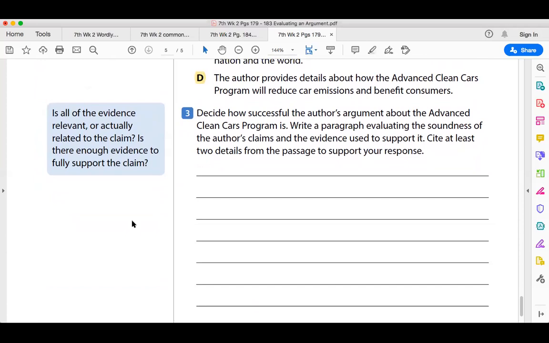Write a paragraph evaluating the soundness of the author's claims and the evidence used to support it, and cite at least 2 details. So this needs to be a paragraph. A paragraph is not one sentence. A paragraph is not two. A paragraph is not three. We talked about it. For a paragraph, you need 3 or more sentences, and I really want more than 3 sentences, okay?